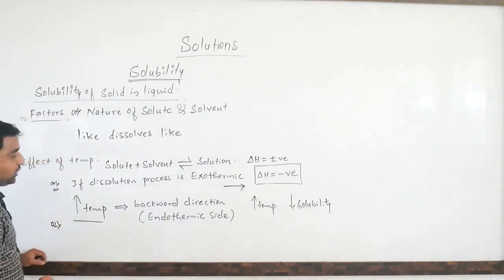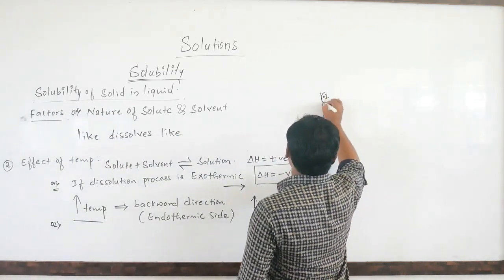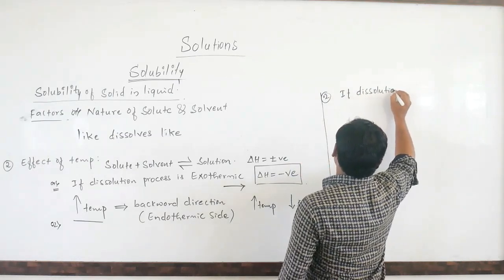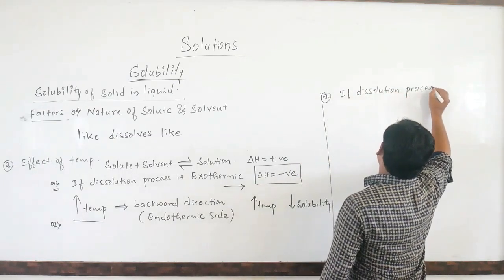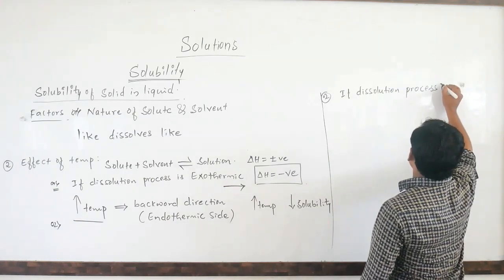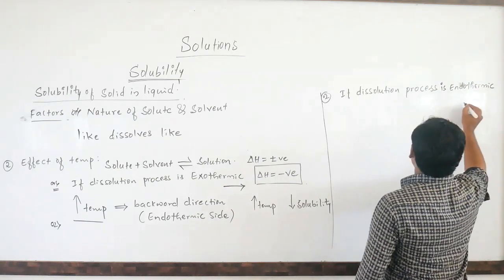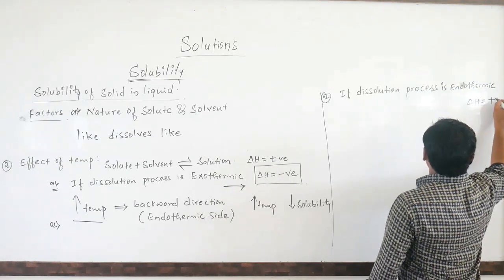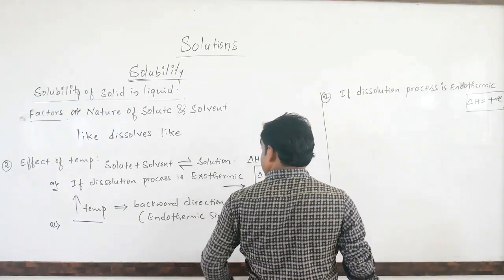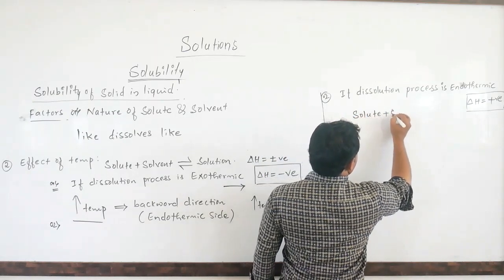an example, if the dissolution process is endothermic, it means delta H should be what? Positive, energy will be absorbed. So now the solute and the solvent are in equilibrium, or dynamic equilibrium.